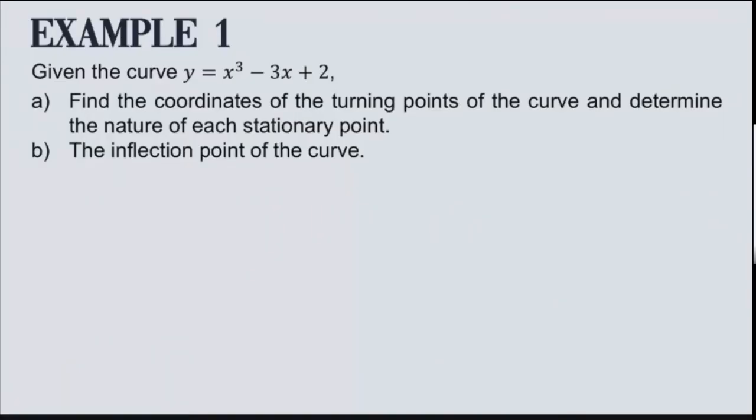Okay, so example 1. Given the curve y equal to x power of 3 minus 3x plus 2. A, find the coordinates of the turning point of the curve and determine the nature of each stationary point, and B, the inflection point of the curve. So this question has two things to find. For A, we need to find the turning point and stationary point. So turning point is what? What is under turning point? Maximum, minimum.